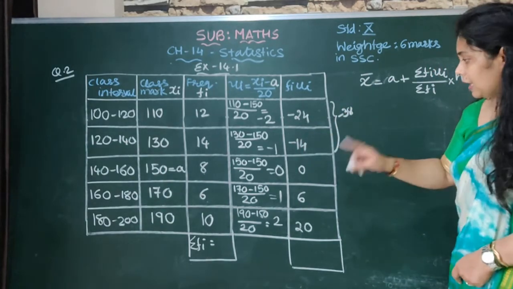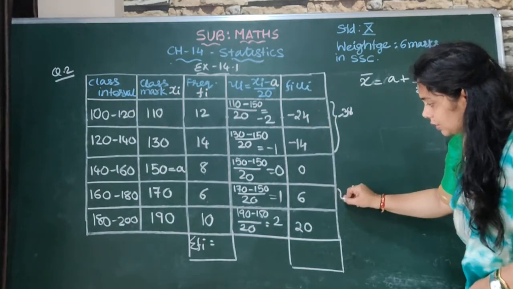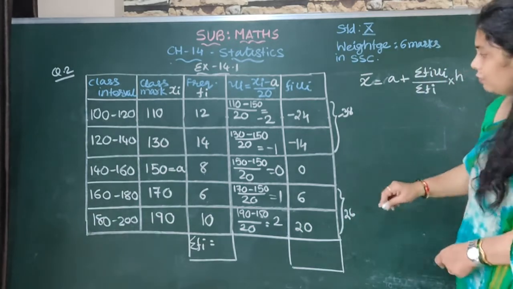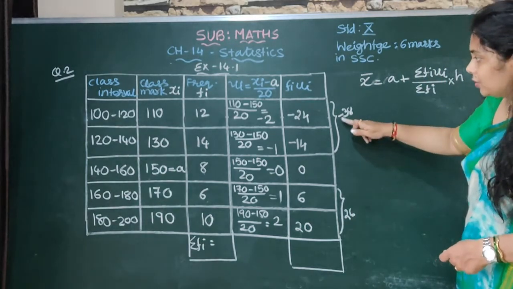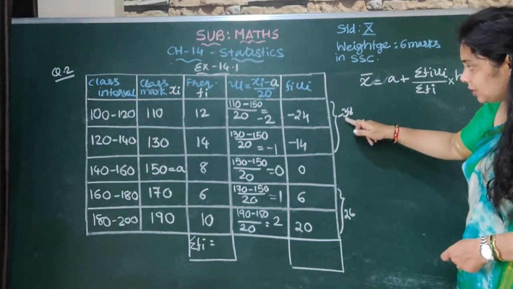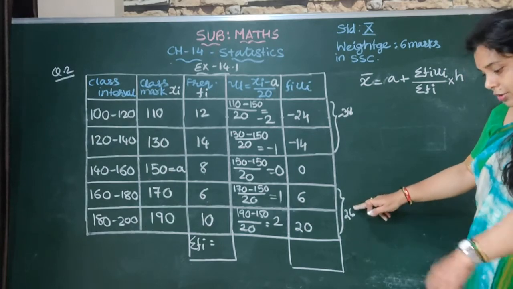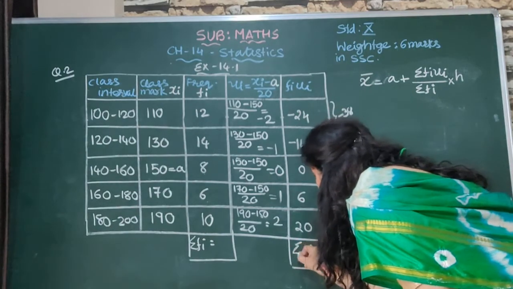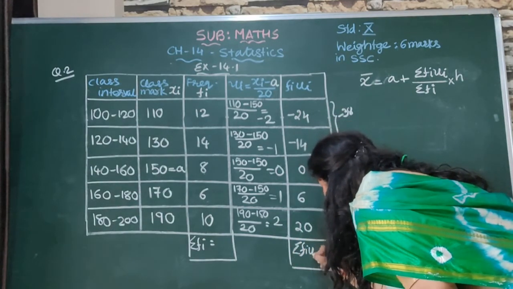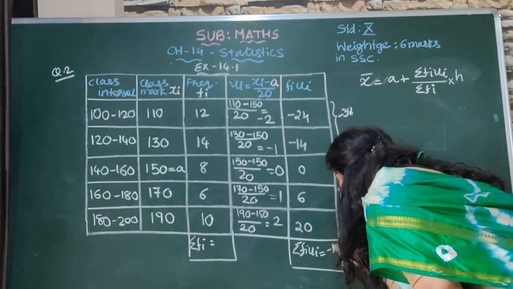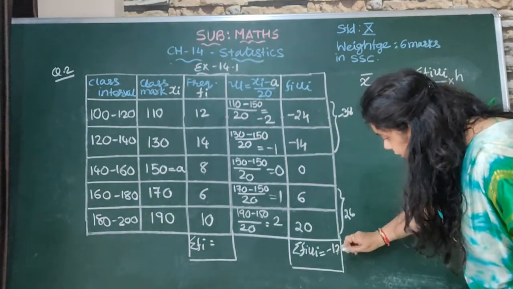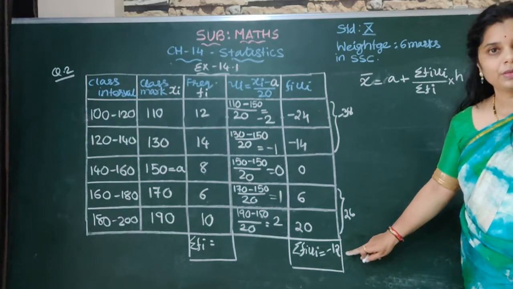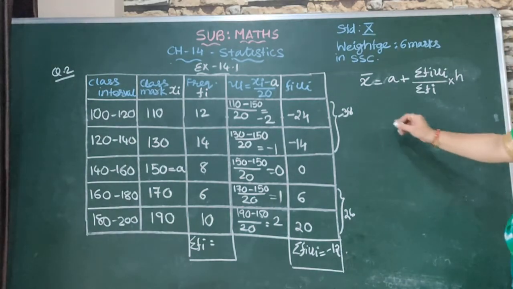Is it clear? Now this is 0, and this is a plus value: 20 plus 6, so it is 26. Now you can get an easy method to find the addition: minus 38 plus 26 is equal to minus 12. So finally, we can write that sigma f_i u_i is equal to minus 12. Okay, now what is the next step?